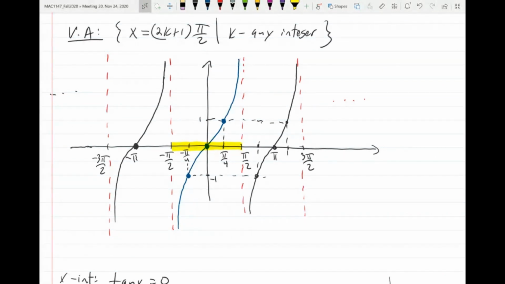From negative pi over 2 to pi over 2, you have a length of pi. And then you add pi again, you get the next cycle from pi over 2 to 3 pi over 2, etc. And same thing to the left. All right, and the range, we can see the range is from negative infinity to positive infinity. We can see from the graph that it is an odd function, and so on and so forth, as we already knew from before.